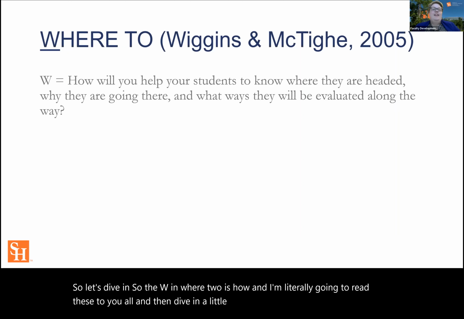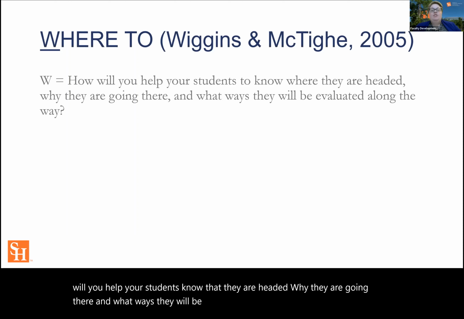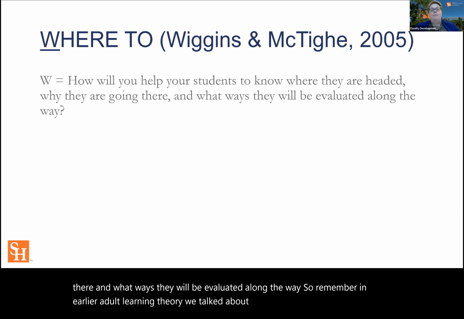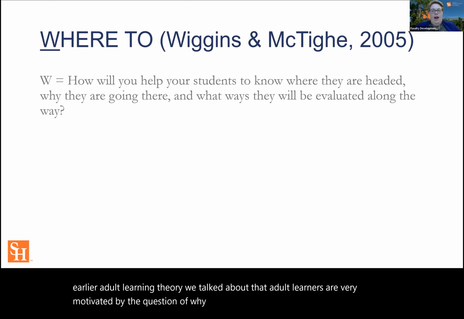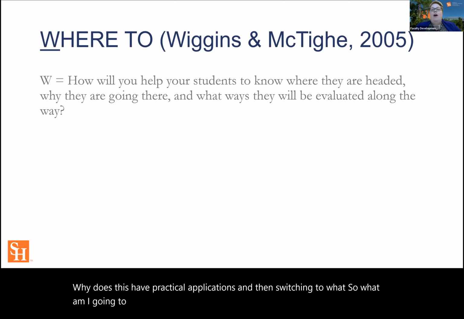The W is: how will you help your students know where they are headed, why they are going there, and in what ways they will be evaluated along the way. Remember, in earlier adult learning theory, we talked about how adult learners are very motivated by the question of why. Why is this thing important? Why do I need to learn this? Why does this have practical applications? And then switching to what: what am I going to be using this for, what is being evaluated, and how am I being evaluated?